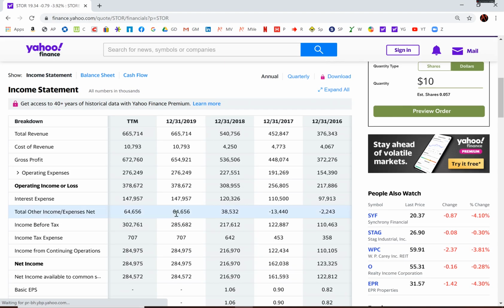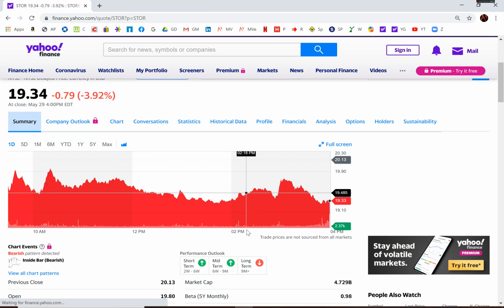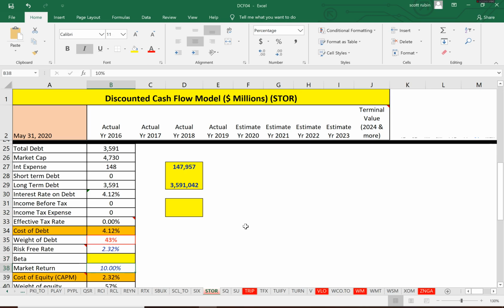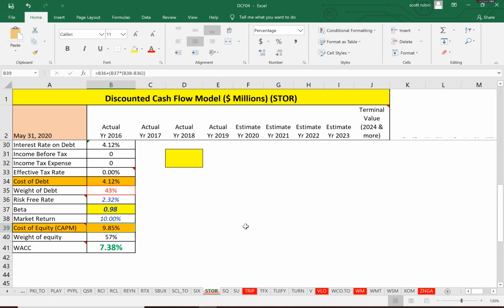Now let's look at the beta. The beta of 0.98 is a pretty good beta. That means the stock moves with the market. The cost of equity is 9.85%, calculated using the CAPM, the capital asset pricing model. Equity is more expensive than debt because equity sits lower in the capital structure of a company. In the event of a default, debt holders are paid before equity holders. That's why equity holders require a higher return for the greater risk they're taking.